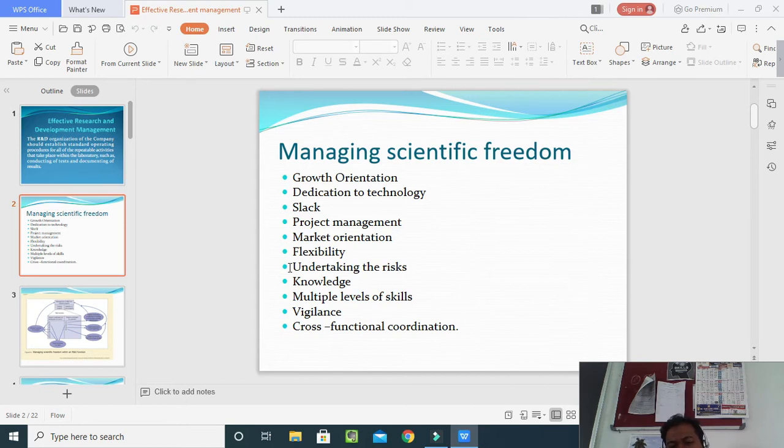After doing all the activities, the cross-functional activities will be taking place. So all these processes come from managing the scientific freedom. How the scientific people are managing the growth of the R&D. That means how the engineers will do the effective research and development work and manage their scientific freedom. So all these things, from the starting growth orientation till the vigilance, the inspection of the product. After that also, once again they will go for the cross-functional coordination. They will cross-check it. After doing that, then only it will take place.